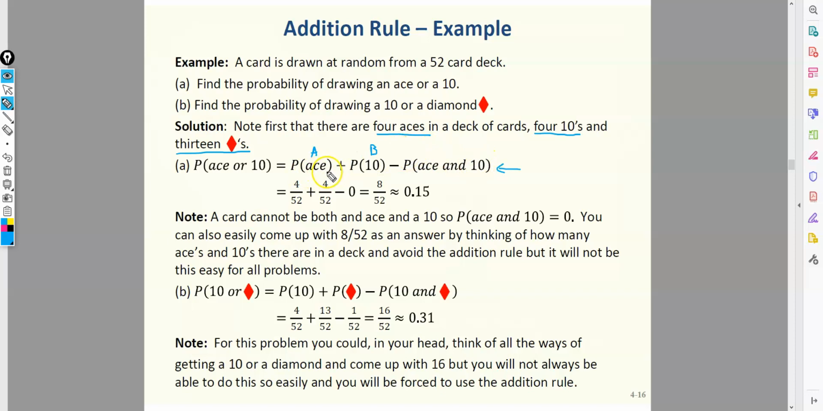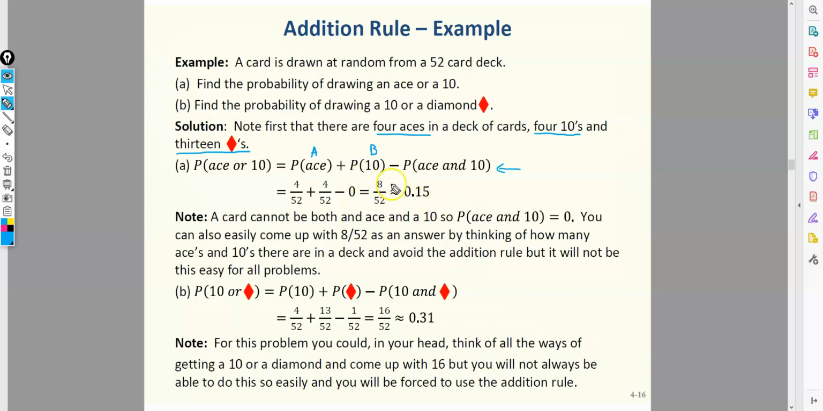Now the probability of drawing an ace is 4 over 52. Probability of drawing a 10 is 4 over 52 as well. And the probability of an ace and a 10, well, those events are mutually exclusive. You can't have a card that is both an ace and a 10. So this is equal to 0. And you get our answer of 8 divided by 52, which is approximately 0.15 or a 15% chance.